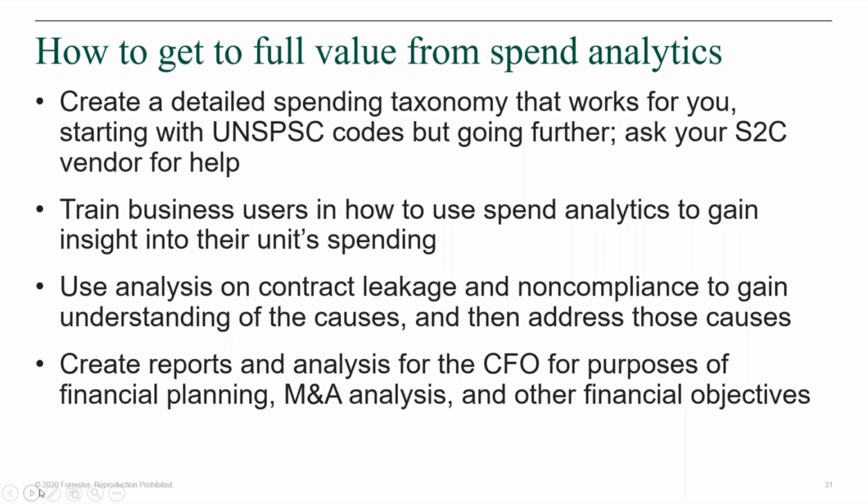So how do you get value from this? Well, the first thing, you need a taxonomy. You need to create a detailed spending taxonomy that works for you. Now, most companies start with UNSPSC, which gives a really well-documented, well-structured coding of different categories. But almost every company I've talked to goes further. They take the UNSPSC codes that are critical to them, and they create subcategories, level 4, level 5. Now, one of the ways you can make this easier is to ask your source-to-contract vendor, have you worked with clients like us before? Can you show us a taxonomy that you've developed for those clients that we could use so we don't have to build it ourselves?